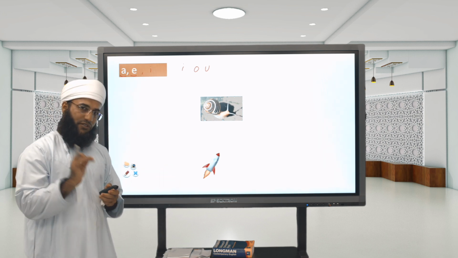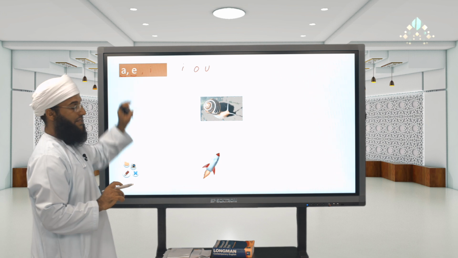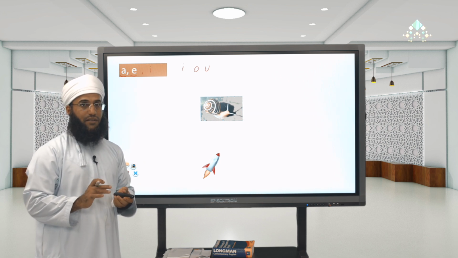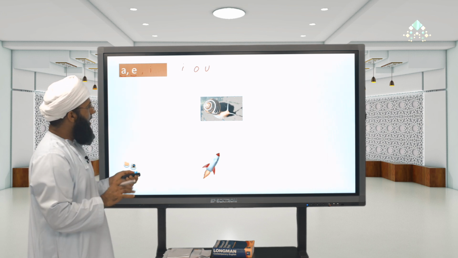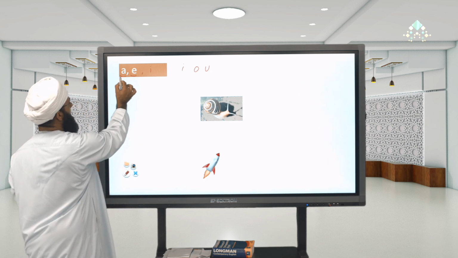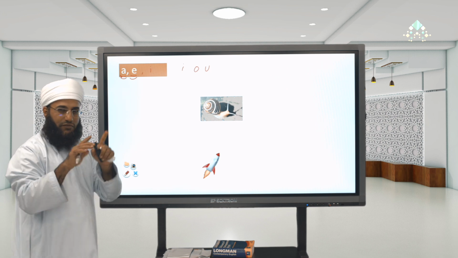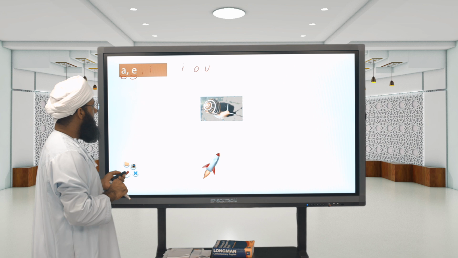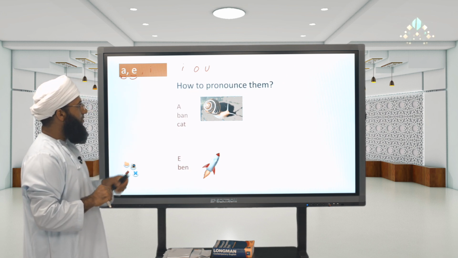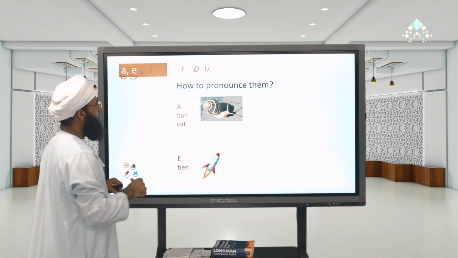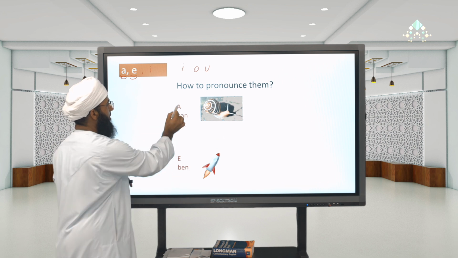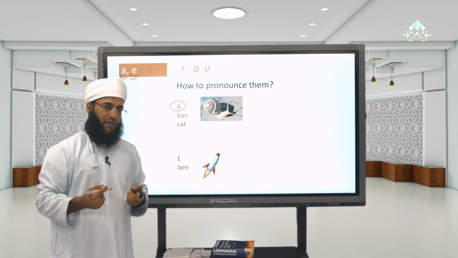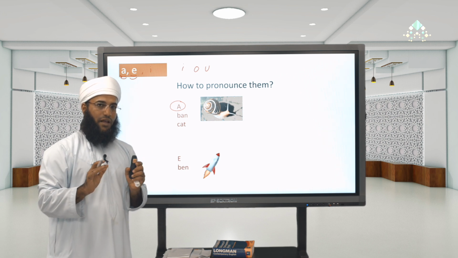First, on the pronunciation of the two, A and E. How do we distinguish between these two? Because these are close to each other, a little bit similar. Look at here. How do we pronounce them? A, A. You can say that behind me. A, A.